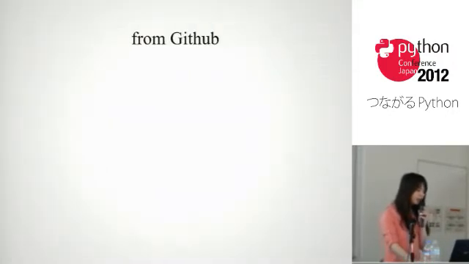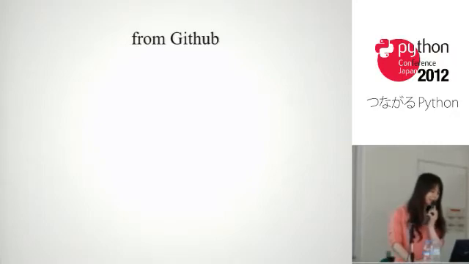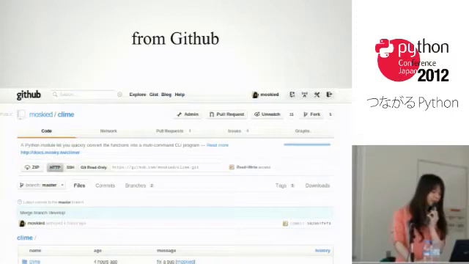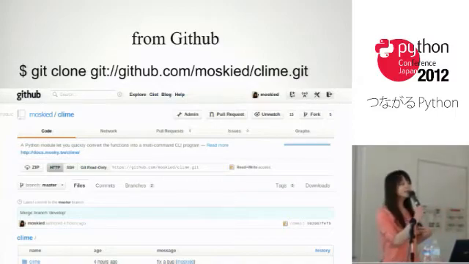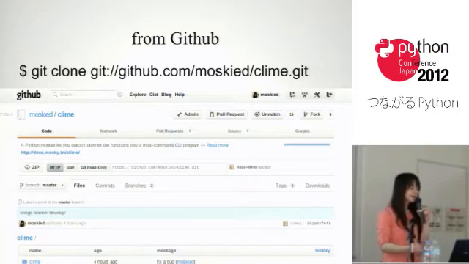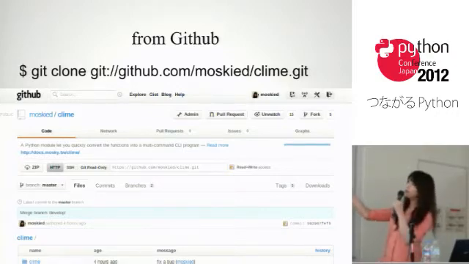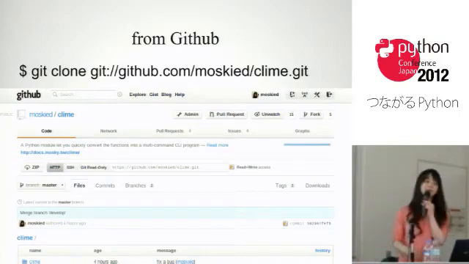Clime also has a GitHub repository, so you can use git clone to clone a copy of Clime. Just type this command. If you want to join the development or give me some issues or anything, you can go to the page on GitHub.